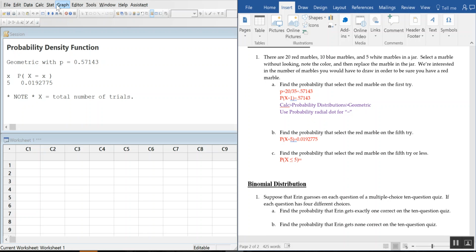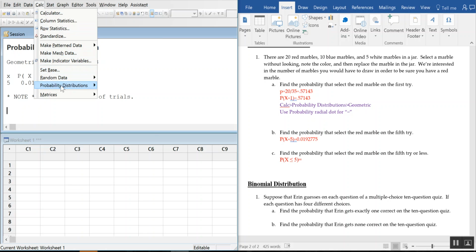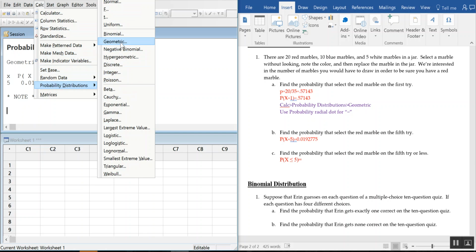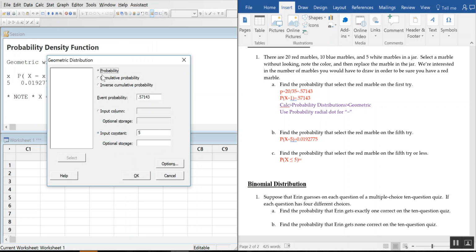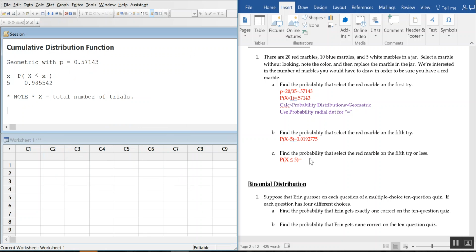Okay, so I'm going to go back to Calc, Probability Distributions, and then up to geometric. And then instead of using probability, I'm using cumulative probability. That is the only difference. I'm still looking at 5, and my success probability P does not change. Let's go ahead and hit OK. Woohoo! It's kind of a lot. 0.985542. So there you go. That's how you do a cumulative.